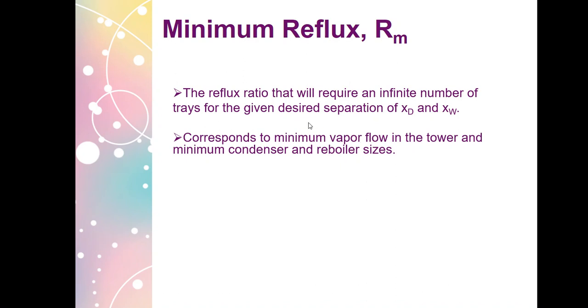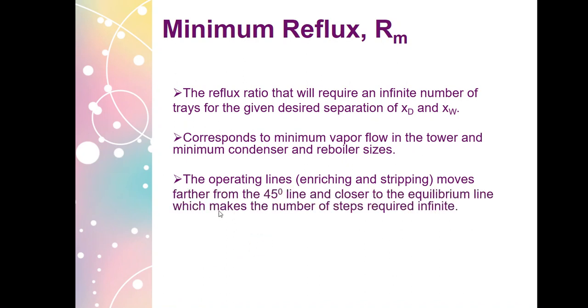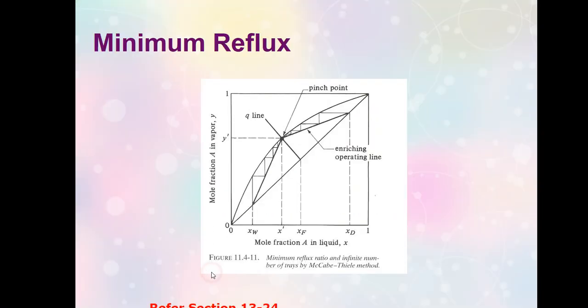In this case, not all the liquid that goes down is boiled up or converted into vapor. It's the exact opposite of the total reflux condition. Now, the operating lines, referring to the enriching and stripping, move farther from the 45-degree line and closer to the equilibrium line, which makes the number of steps required infinite. And this is minimum reflux.